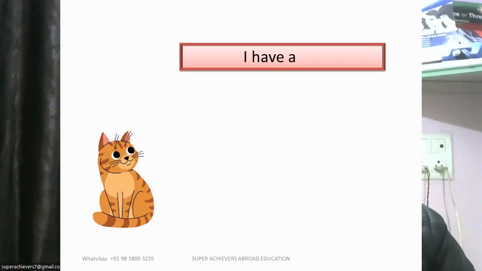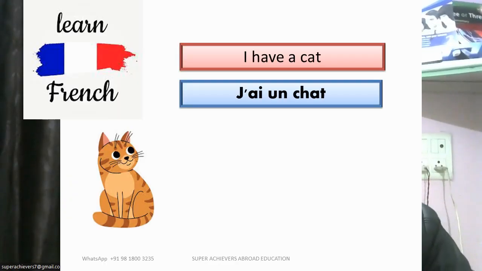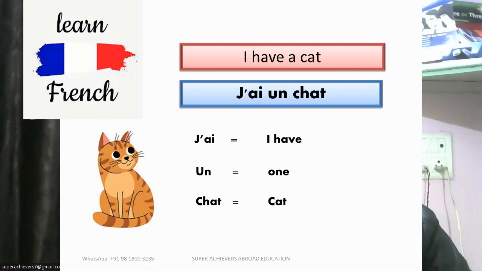I have a cat. In French, how will we say I have a cat? J'ai un chat. J'ai means I have. Un means one. And chat means cat. J'ai un chat. I have one cat.